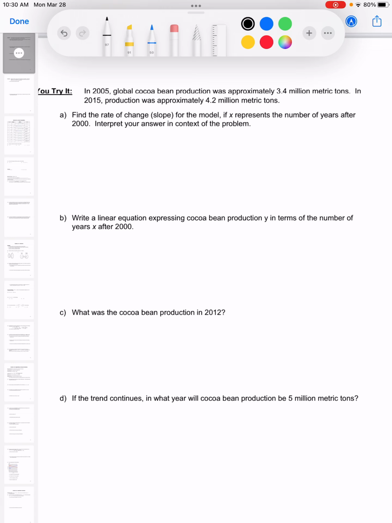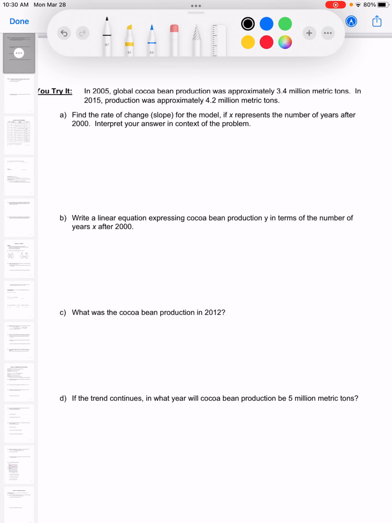So these next two problems are called You Try It problems. So I really do want you to try it. That's what they're intended to be in the notes. For this first one, I do want to help you set it up though a little bit. So we've got this information given to us in the top about cocoa bean production. And I'm going to help you write this as an ordered pair because we actually haven't done this yet in the notes.